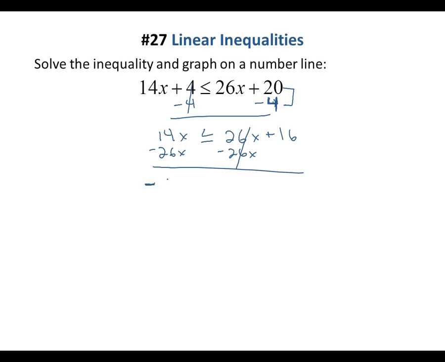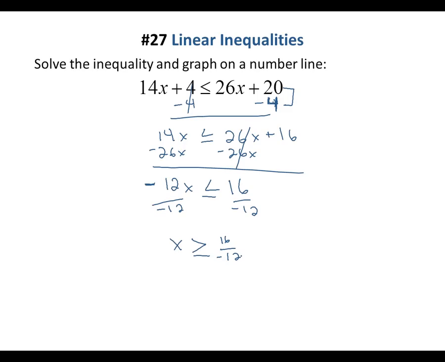I'm a creature of habit. I like my variables on the left-hand side. I don't care if it makes it negative or not. I like my variable on the left, especially if I'm going to graph this later. So I would take my 4 to the other side by doing minus 4. I would get 14x is less than or equal to 26x. And what happens right here?